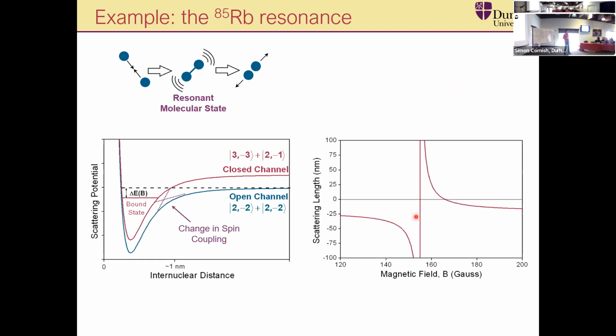So this is a real resonance, one close to my heart. This is what I worked on in my postdoc, a rubidium 85 resonance. And I just show it to illustrate how we parameterize these resonances like this. There's usually a pole, a width, a background scattering length, sorry, and some width to this resonance, which is conventionally called delta.